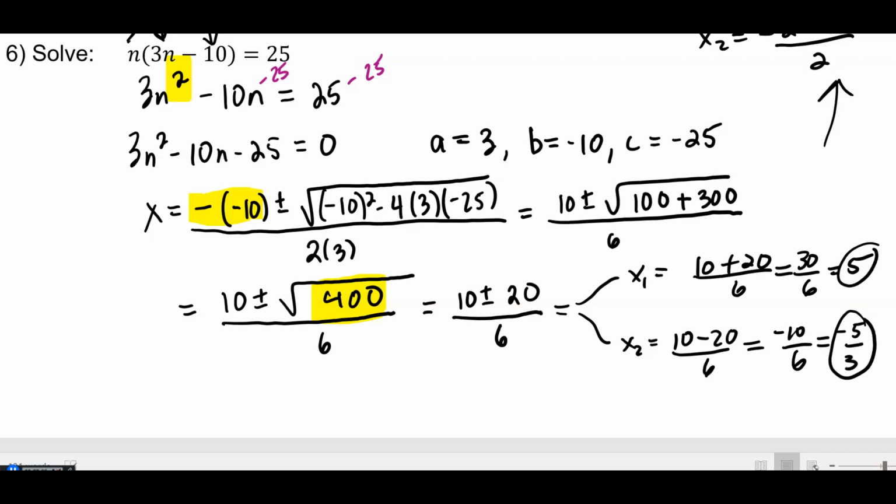This concludes the lesson on solving quadratic equations. First, reviewing how to use the factoring method to solve quadratic equations, but also how to use the quadratic formula to solve quadratic equations.